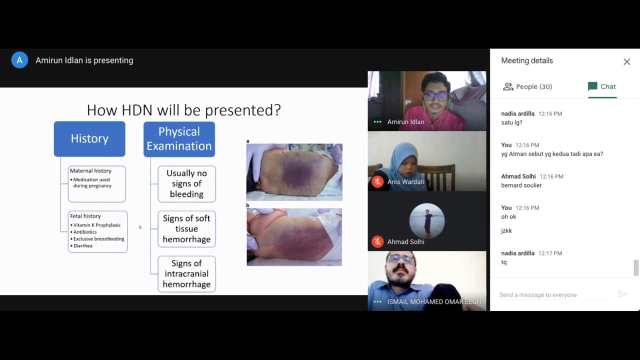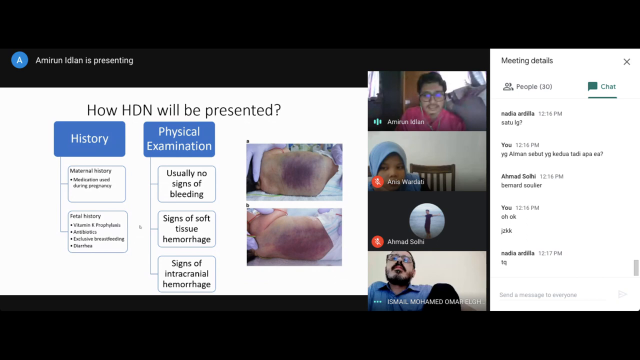For physical examination, usually in vitamin K deficiency bleeding there are no signs of bleeding. However, in moderate and severe cases, there will be signs of soft tissue hemorrhage such as ecchymosis, like you can see in the slide. And then signs of intracranial hemorrhage, we can see if the baby has a bulging fontanelle or any neonatal seizure or apnea.